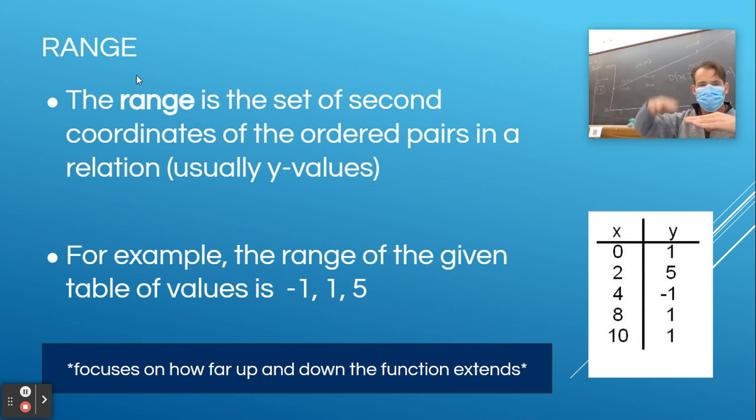That's about the y's. So the range is the second set of coordinates. It's the second set of ordered pairs. So all of these would be the range of y. And this focuses on how far up and down the function extends. So this function can output something as low as -1 and as high as 5, and it seems to only output values of 1, 5, and -1. So this is a list of its range.